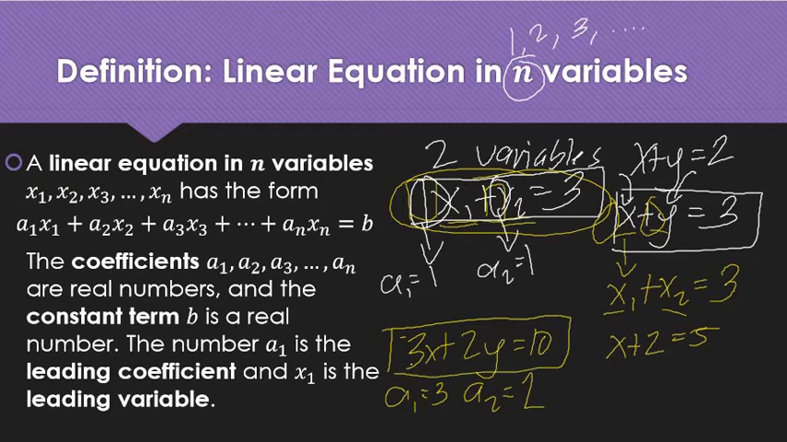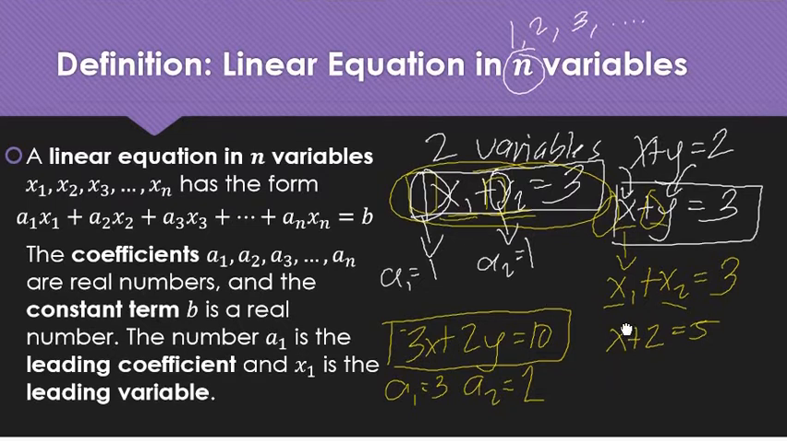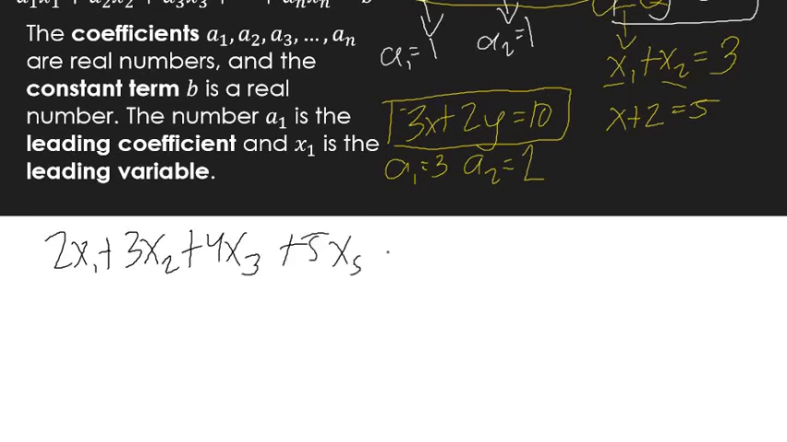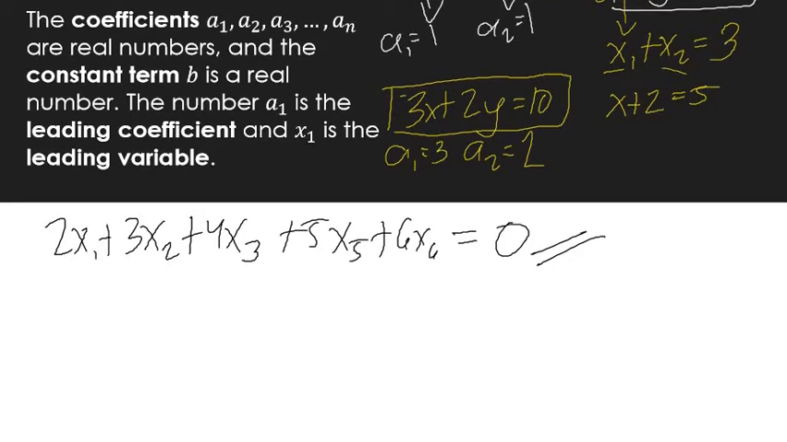And we can also have an equation as long as this. Let's just go down a little bit for more space. There you go. We can have an equation as long as 2x sub 1 plus 3x sub 2 plus 4x sub 3 plus 5x sub 5 plus 6x sub 6 equals 0. And we're going to deal with these kinds of equations. Not just one, but there might be more than one of these equations. But before we go further, we have to identify which are linear equations and which are not linear equations.